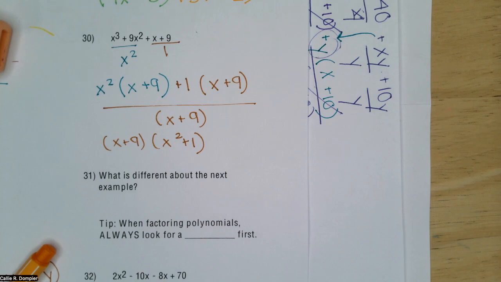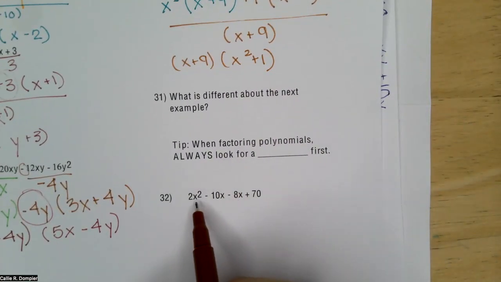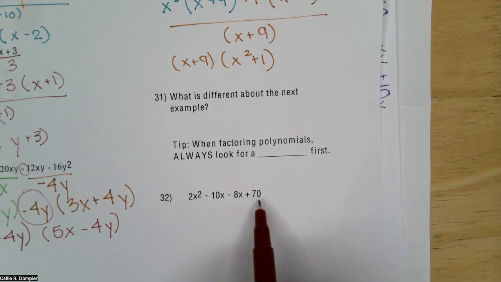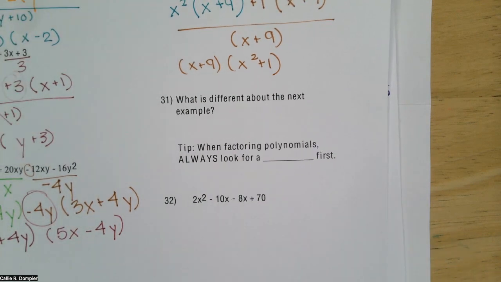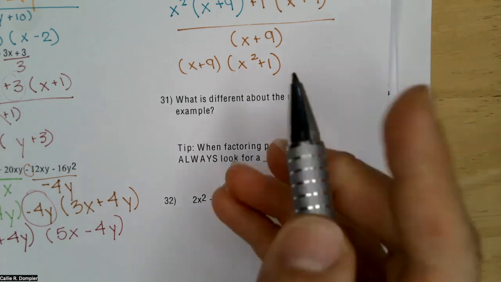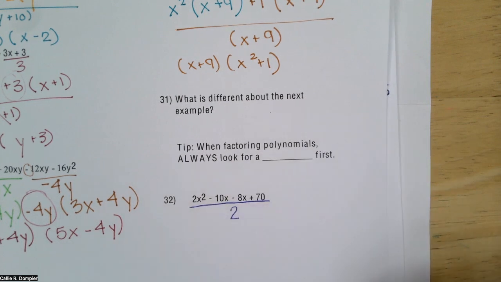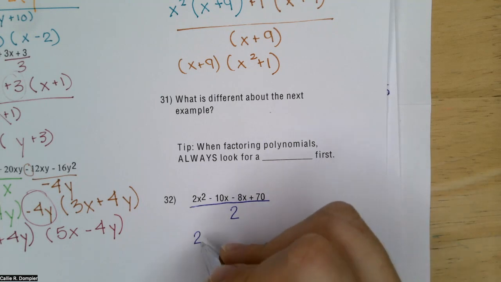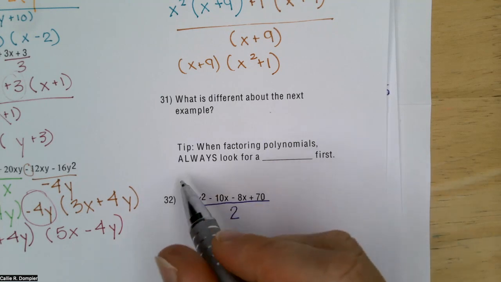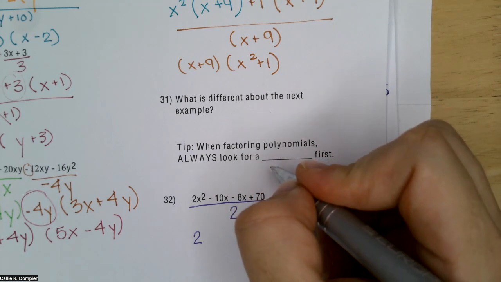All right, last example, guys. This is a long one. What is different about our last example? 2x squared minus 10x minus 8x plus 70. What is different is, I will tell you since we're at the end and I'm tired, they're very tired, you can divide them all by the number 2. So before you go to factoring by grouping, divide out the common factors. When factoring polynomials, always look for a common factor first.